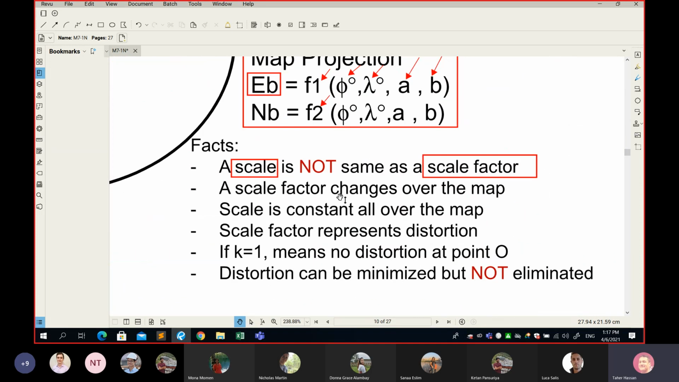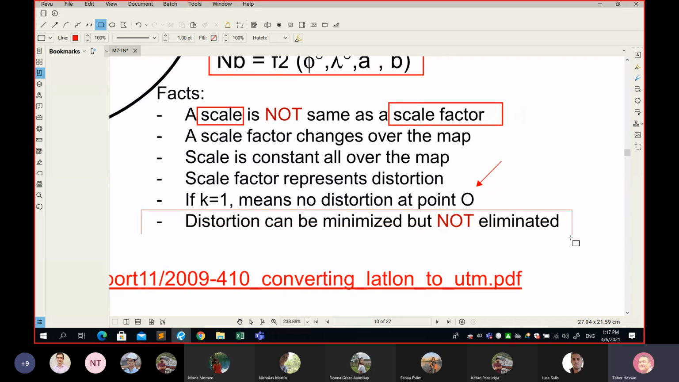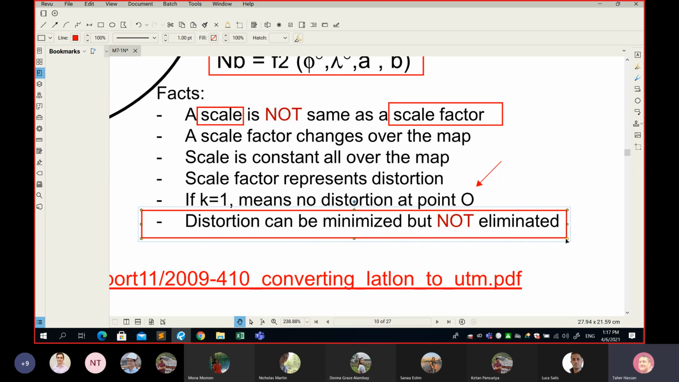Okay, and I said it here already. I said scale factor changes over the map. Scale is constant all over the map. A scale factor represents distortion. Whenever K is equal to 1, it means we have no distortion, and this happens at 0,0. Distortion can be minimized but cannot be eliminated. This is the most important statement, and I will show you how important this is. I'll say it one more time. Distortion can be minimized but cannot be eliminated.